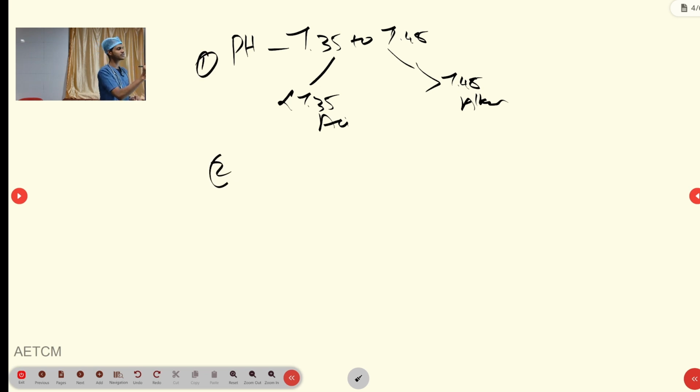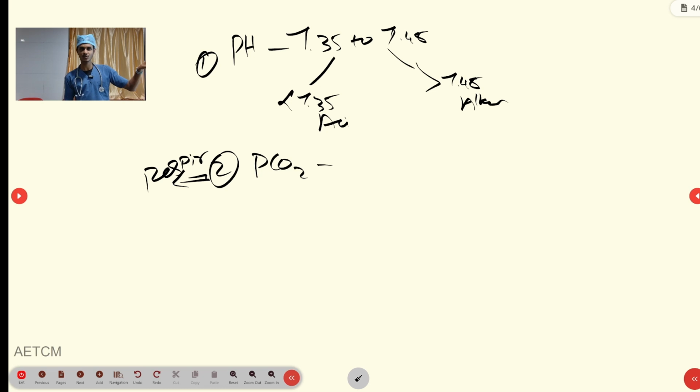The second important parameter is your PCO2, that is partial pressure of carbon dioxide. Remember, PCO2 is a marker for respiratory-related things. So whenever you want to interpret a respiratory condition, you have to see the PCO2 level. The normal value is about 35 to 45 millimeters of mercury. When will you call respiratory acidosis and respiratory alkalosis? To understand that concept, you have to remember the normal physiology.